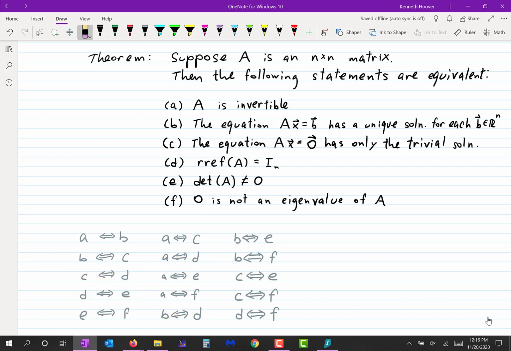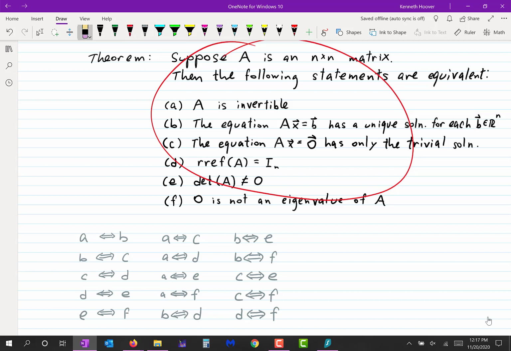Let's just check. How about E? There's A and E, B and E, C and E, D and E, F and E. Okay, got all of those. And let's check for F. There's A and F, B and F, C and F, D and F, and E and F. So I got all of those. Okay, so there we go. I was right. There's 15 statements being stated here. Each one's a biconditional.